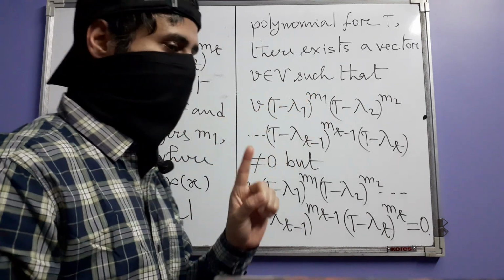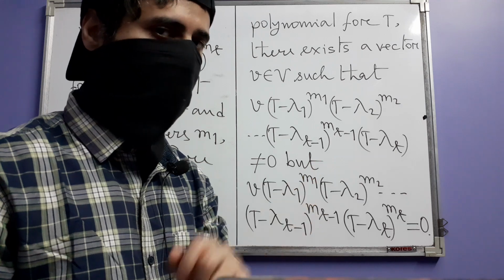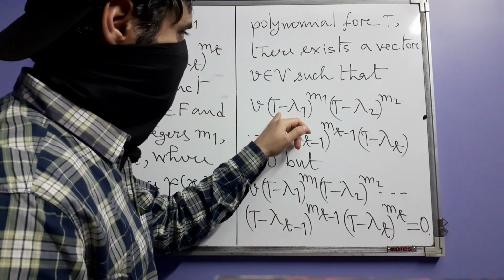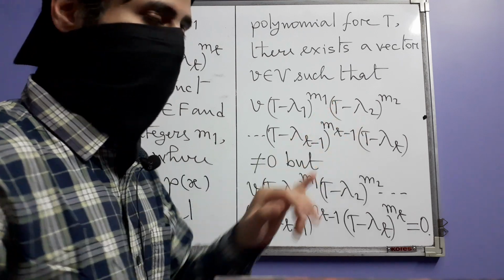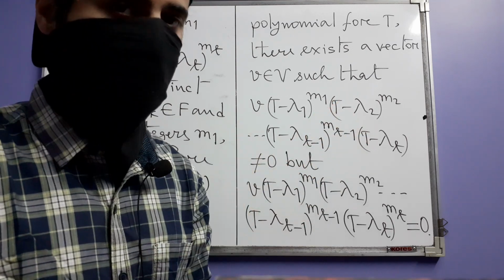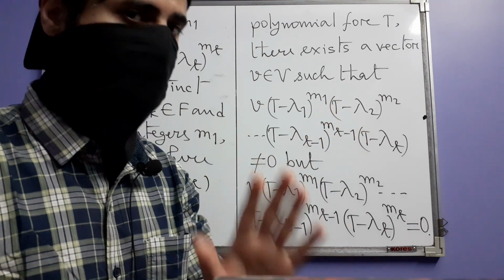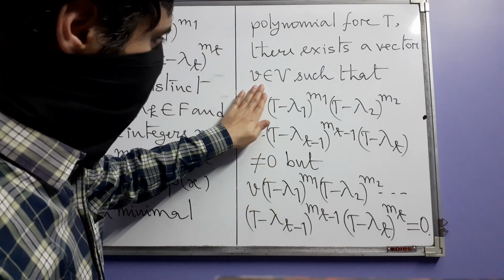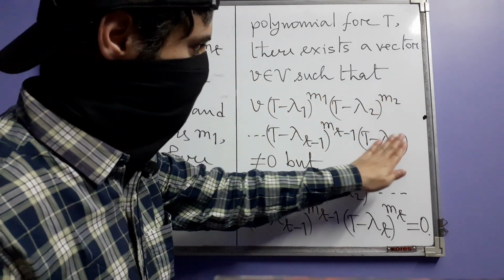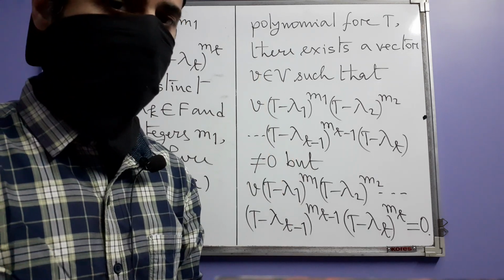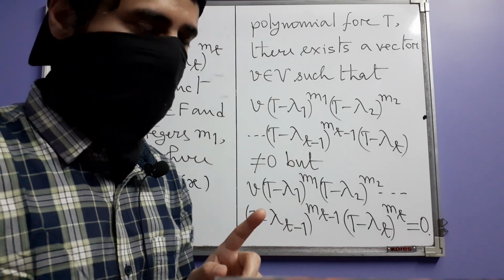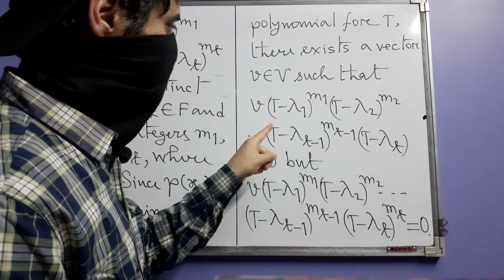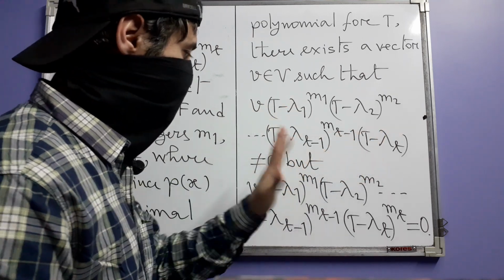So, this polynomial cannot be the minimal polynomial, and as such, when you substitute t for x, you won't get 0. It won't give you the 0 operator. That means this operator that you are looking at here is not the 0 operator, which means that there exists at least one vector v in V on which if you apply this operator you won't get the 0 vector.